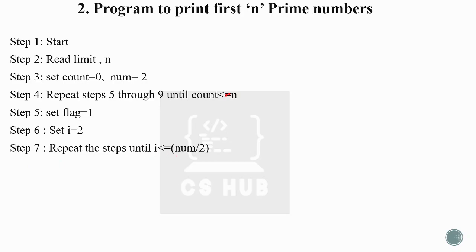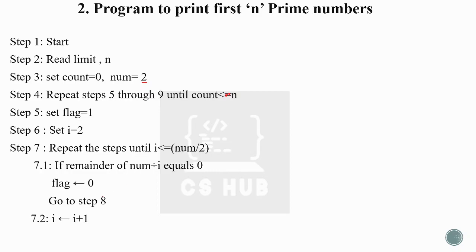Repeat the steps until i is less than or equal to n by 2. So we will start with checking 2. So our num is 2. Then check whether 2 is prime. If so, then these are the same steps. Increment i, then check for 3, like that.